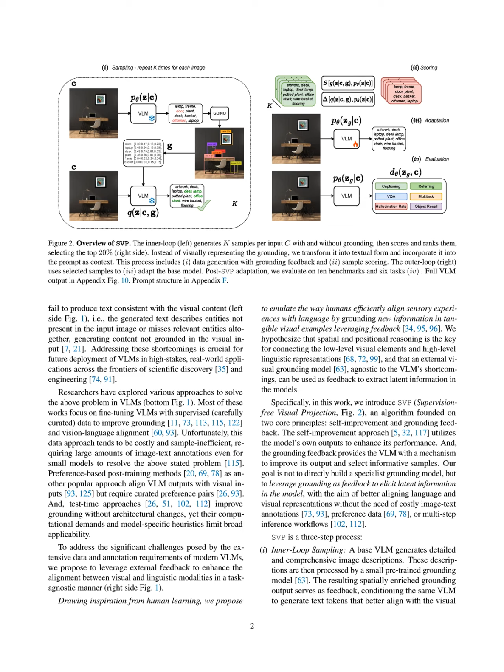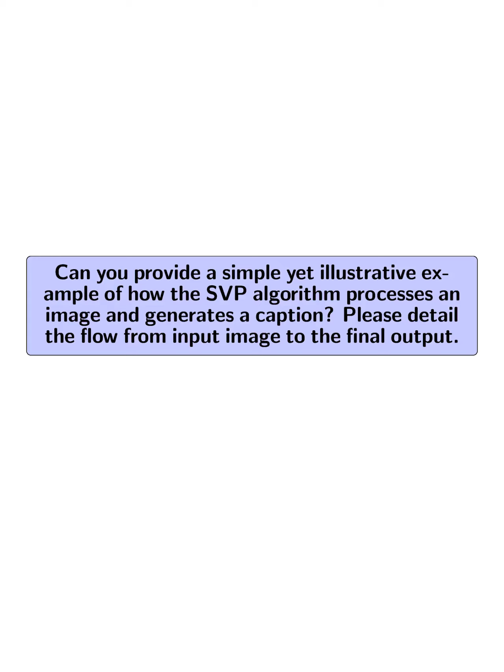Overall, SVP leverages self-improvement and grounding feedback to refine the alignment between visual and linguistic representations, significantly enhancing the VLM's capabilities without the need for extensive manual annotations. Can you provide a simple yet illustrative example of how the SVP algorithm processes an image and generates a caption? Please detail the flow from input image to the final output.